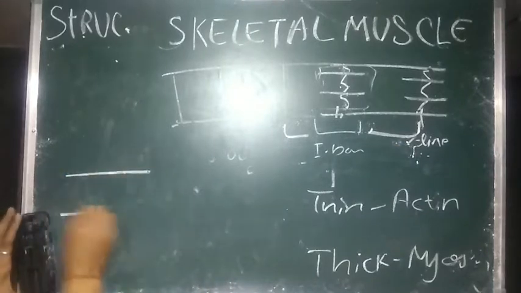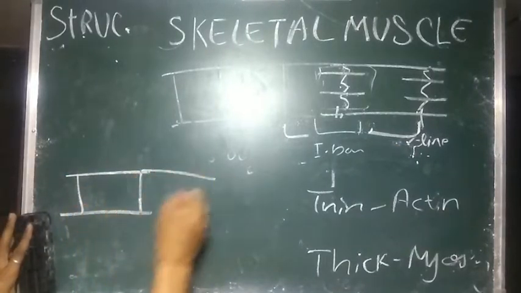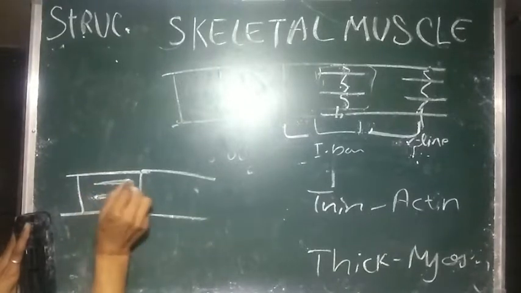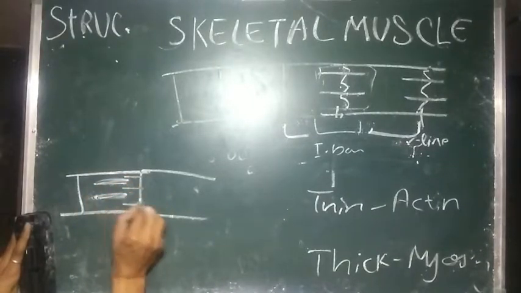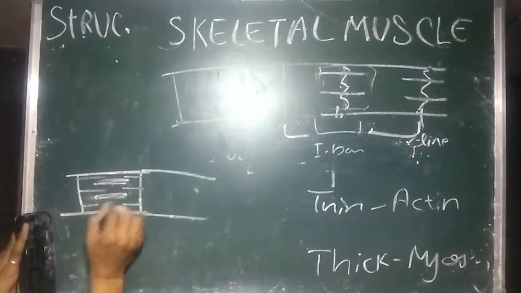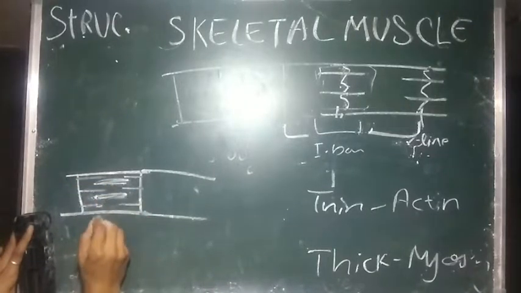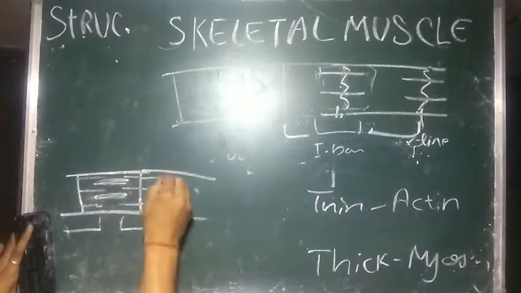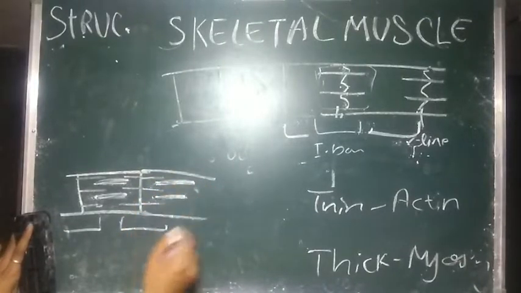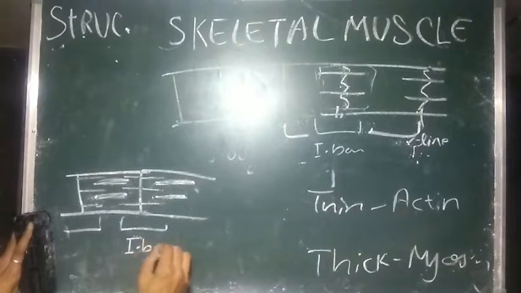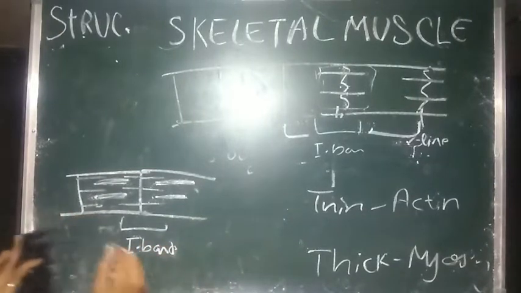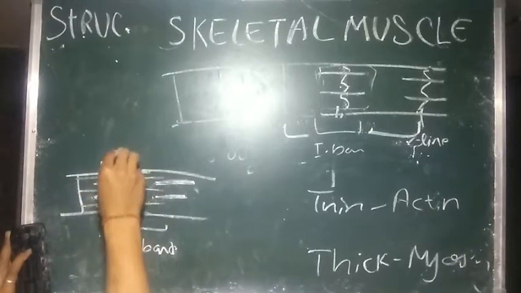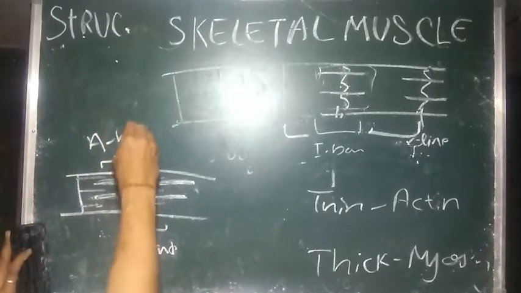Inside a sarcomere, we have various kinds of bands. These are the thick filaments. These are the thin filaments. So we have different kinds of bands. These are the I band, and this is the, let's write it down here, this is the A band.